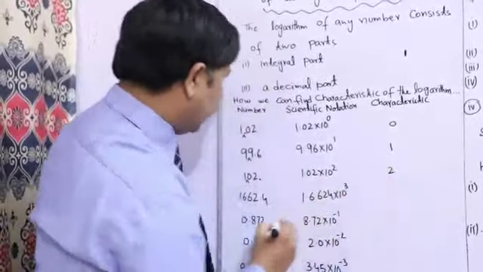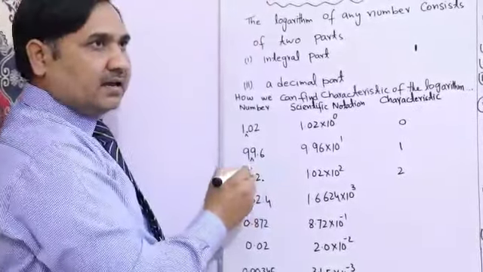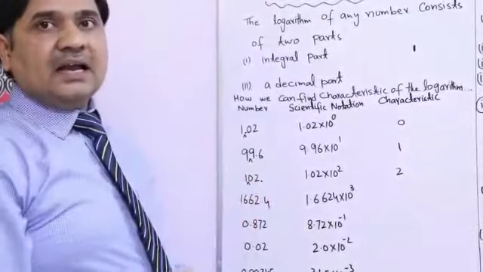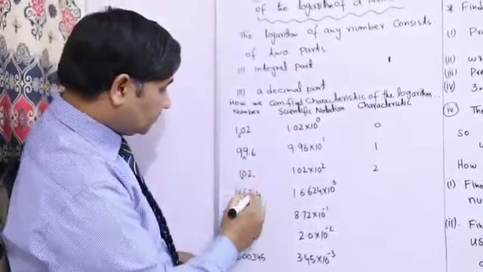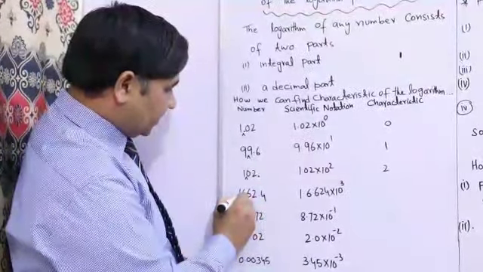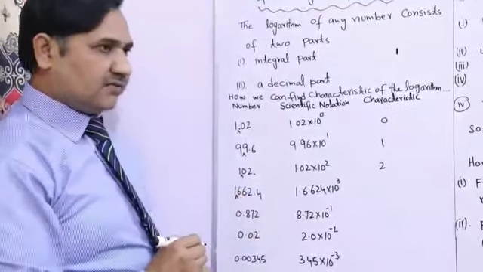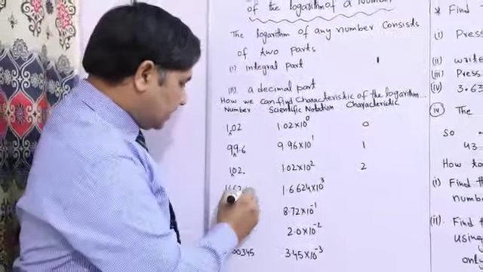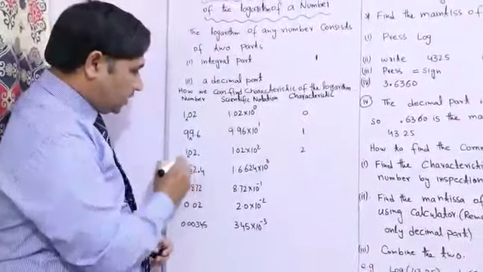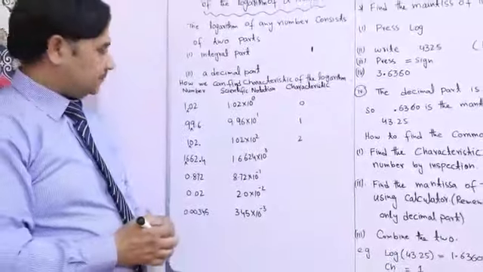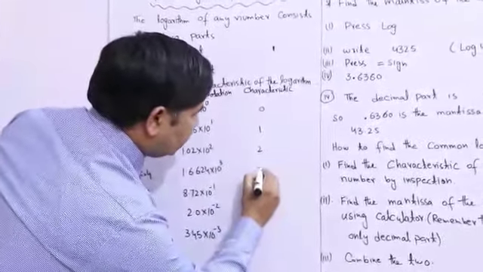Positive 2. Why is this positive 2? Because this number is greater than 1. If the number is less than 1, then our characteristic will be negative. Now again, for example, the first non-zero digit is 1. So the reference position is here, our decimal point is here. So 1, 2, 3, there are 3 digits. So our characteristic is 3.